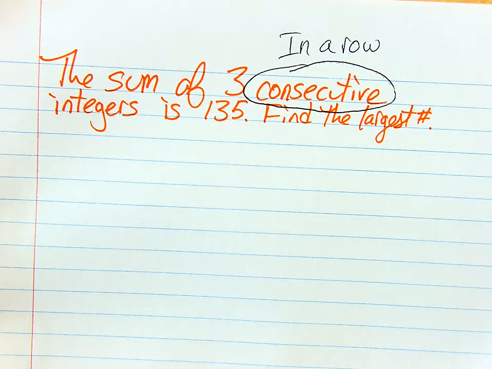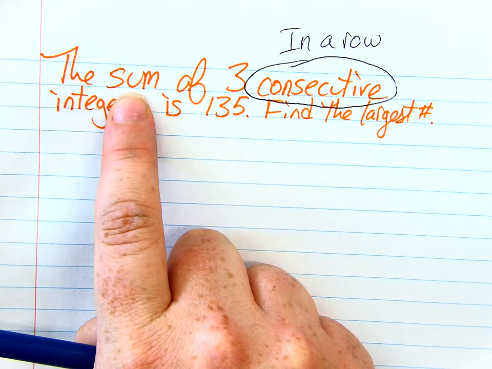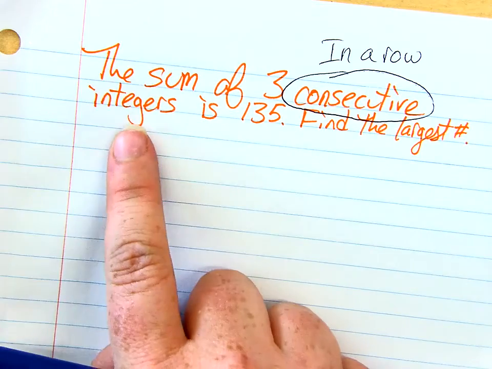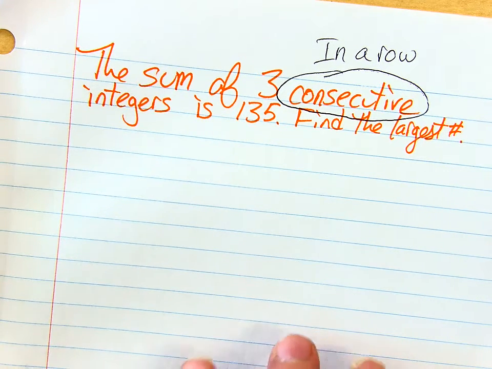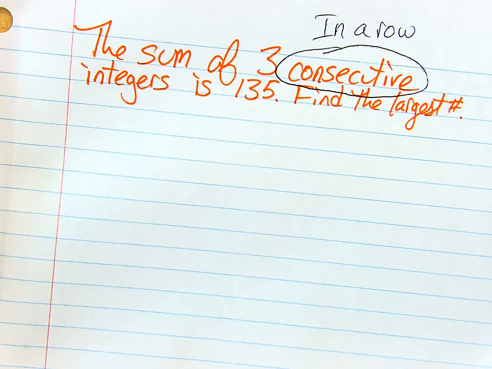So, I want three numbers in a row. And then, what's that mean? Addition. So I want three numbers in a row that add up to be 135. And when I say integer, that was one of your vocab words, what do integers do? What's the deal with them? Grace? Yes, it's all of your whole numbers and their negatives. So when I go to solve this, is it going to make any sense if I have decimals? No, because decimals are not included in the integers. So I should have three nice numbers in a row that just add up to be 135.